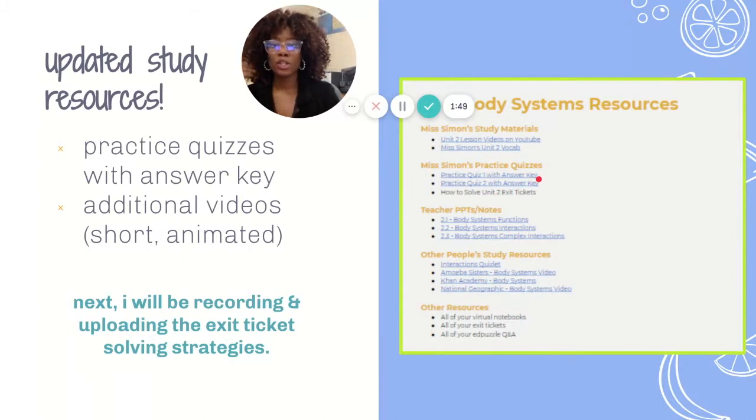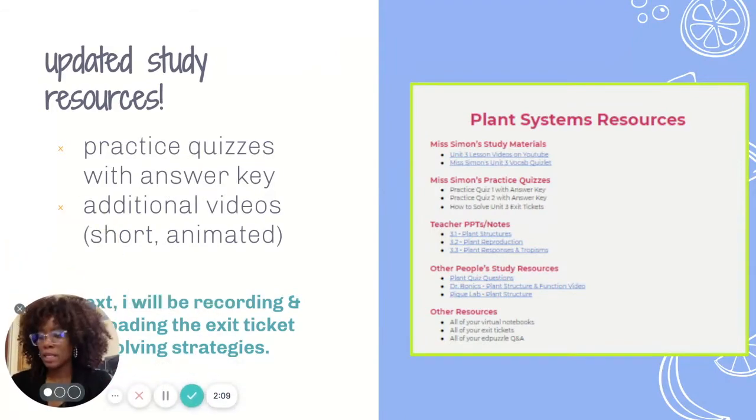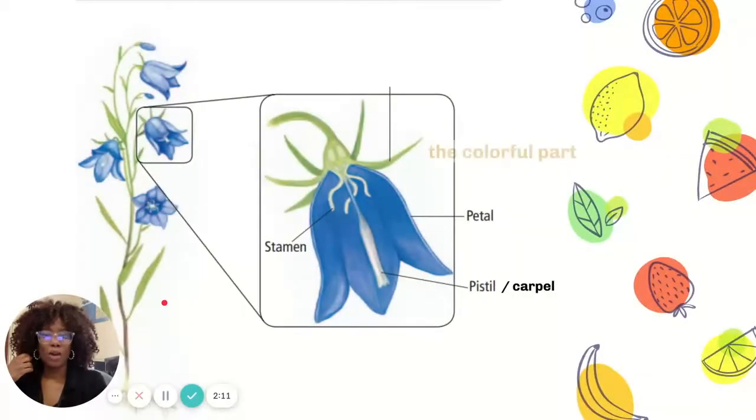The next thing that I'm going to do, probably today, is record and upload exit ticket solving strategies. So how do you solve these exit tickets and how do you do these problems? I want to help you guys succeed as much as possible. And I also updated the plant systems resources, so not everything is linked as I'm recording this video, but they will be linked ASAP.